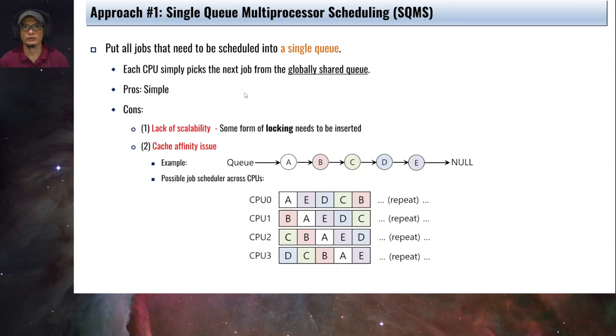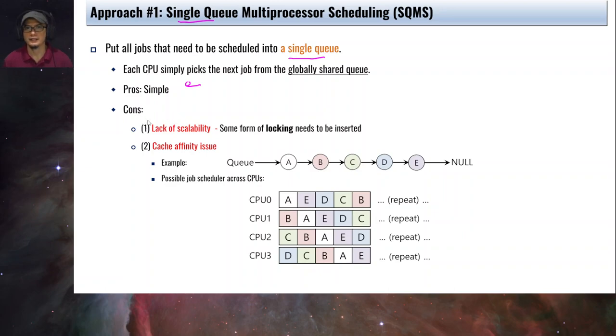Now let's move on to the actual scheduling approaches. One approach is to have a single queue, and we will call this approach the single queue multiprocessor scheduling. This means that we only have a single queue of ready-to-run processes. Then each CPU will simply pick the next job or process from the globally shared queue. The advantage of this, it is simple. However, there are some disadvantages.